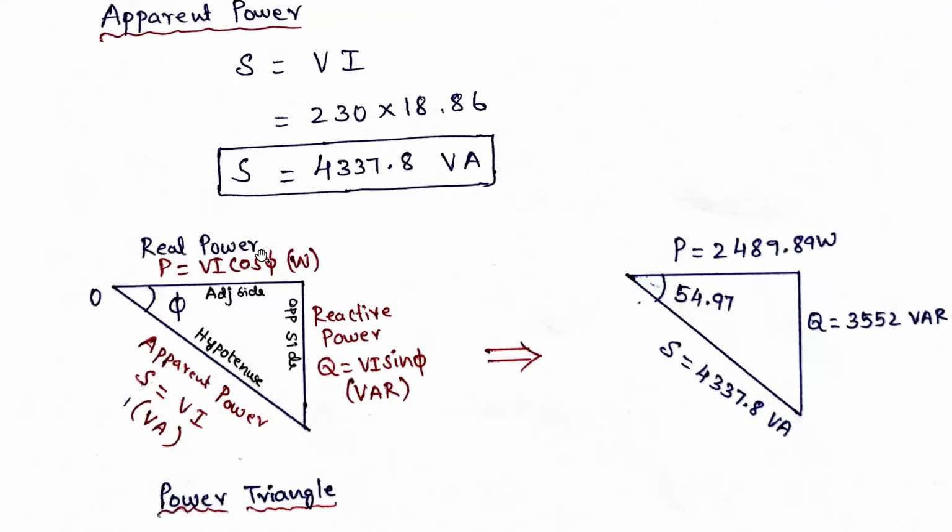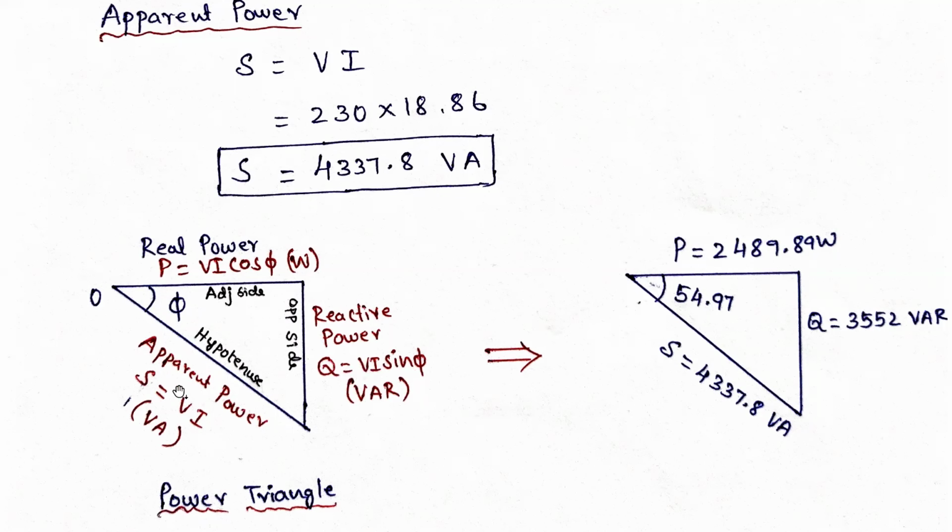Now we are going to frame the power triangle. In the power triangle, the hypotenuse side is the apparent power, the real power is the adjacent side, and the reactive power is the opposite side. Real power: the formula is P equal to VI cos phi, and the unit is watts. Reactive power is Q, which is VI sin phi. The unit is VAR, volt-ampere reactive.